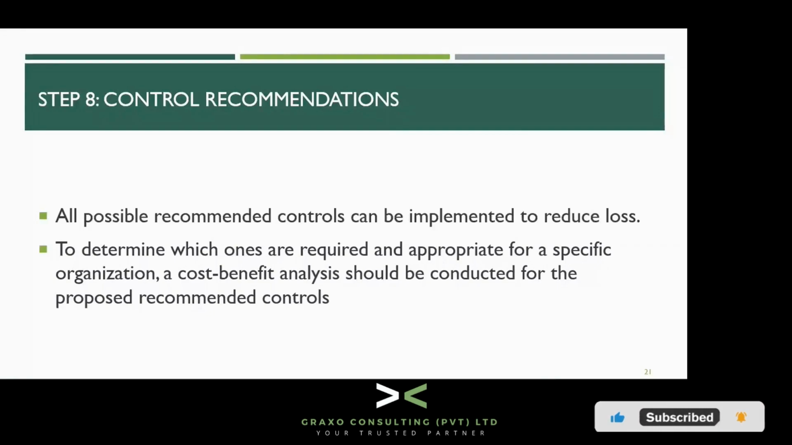During this step of the process, controls that could mitigate or eliminate the identified risks, as appropriate to the organization's operations, are provided. Here, all possible recommended controls could be implemented to reduce the loss, and to determine which ones are required and appropriate for a specific organization, we conduct a cost benefit analysis for the proposed recommended controls. So the goal of the recommended controls is to reduce the level of the risk to the IT system and its data to an acceptable level.